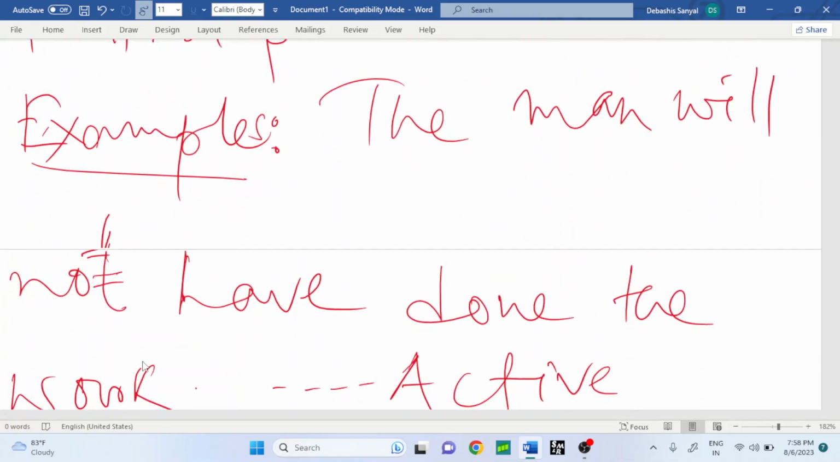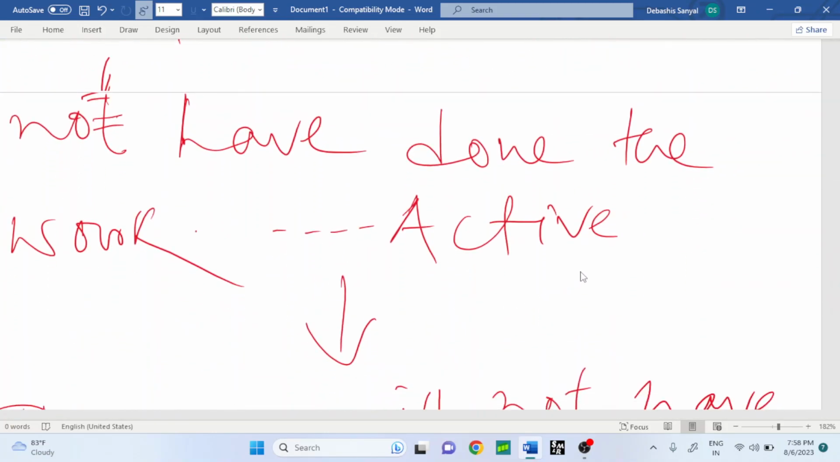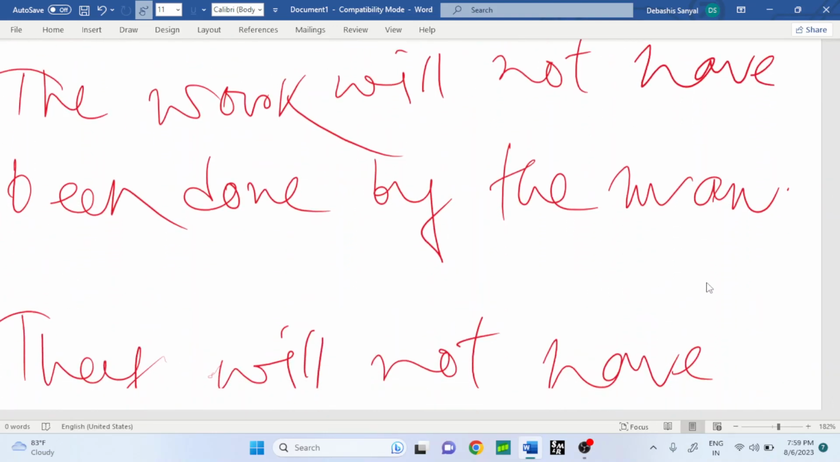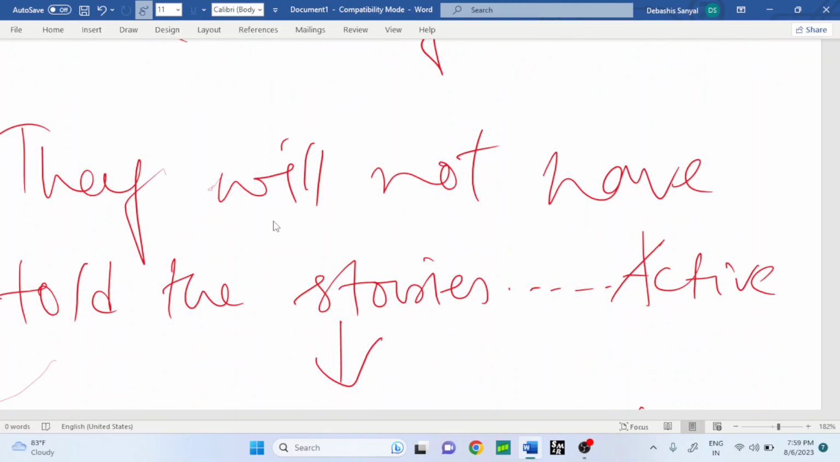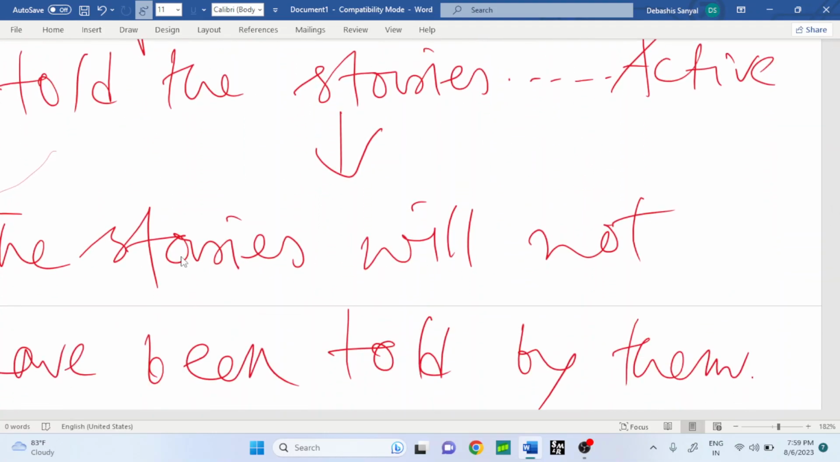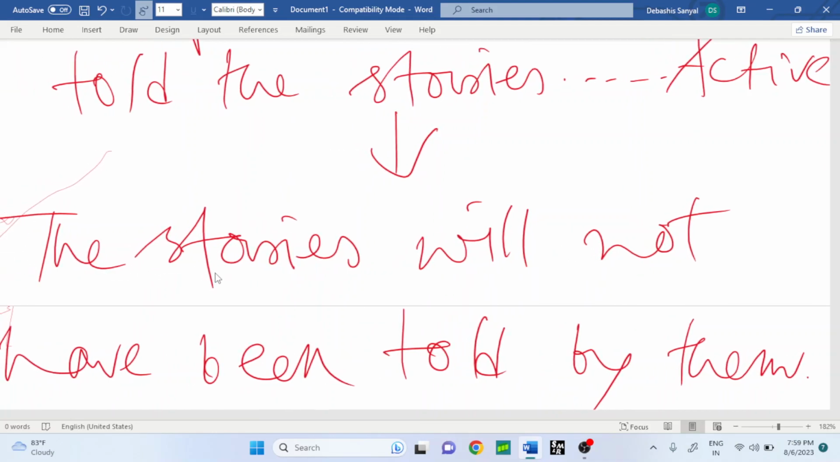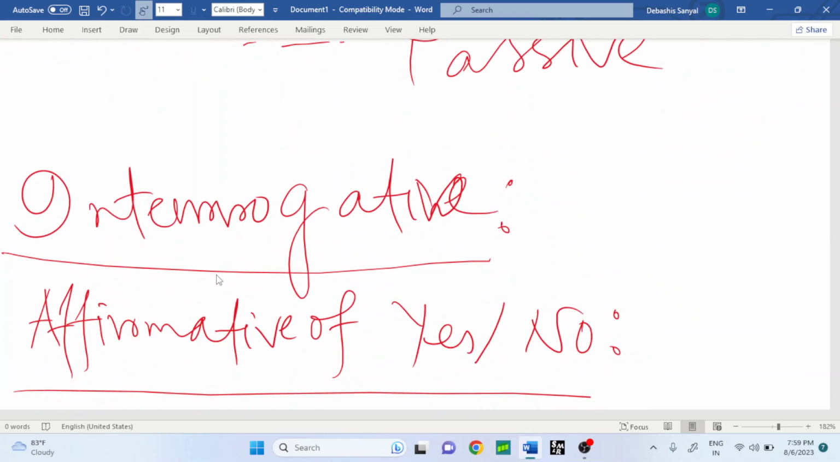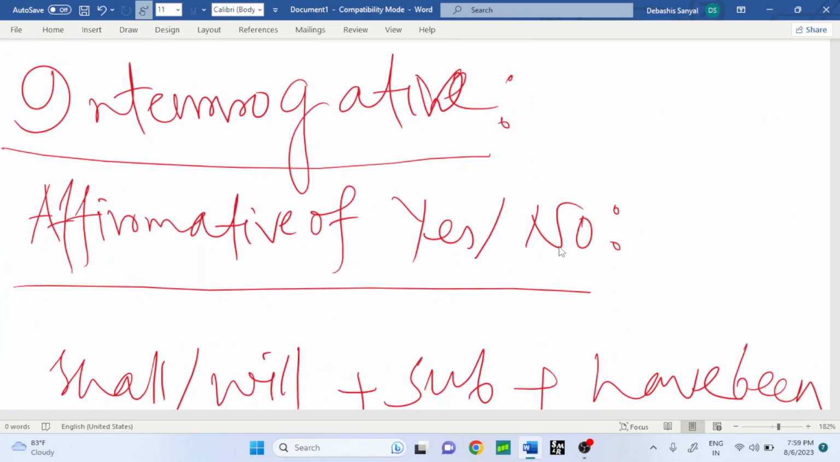The man will not have done the work, active voice. The work will not have been done by the man. It's the passive one. Next one: they will not have told the stories, active. The stories will not have been told by them. It's the passive one.